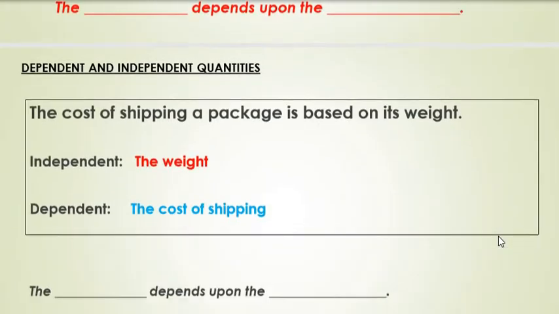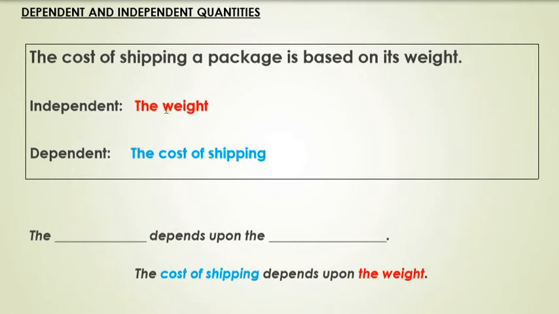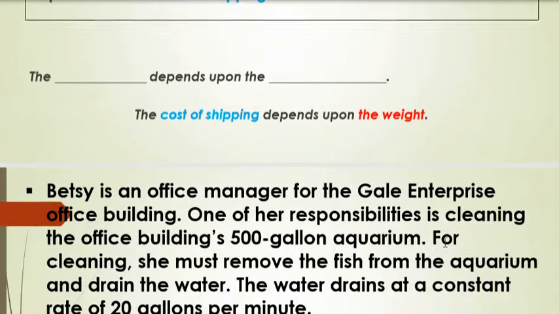This next part, you see the independent quantity is the weight. The dependent is the cost of the shipping. So the weight did not change on the package. It is the shipping, the amount of money that you have to pay. It depends on how much the package weighs. So the cost of the shipping depends upon the weight.